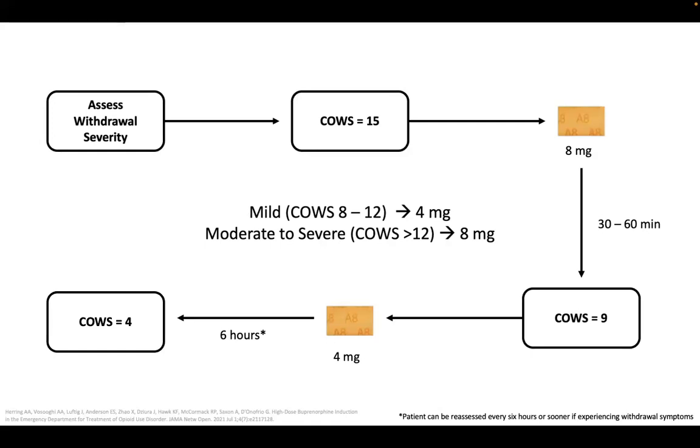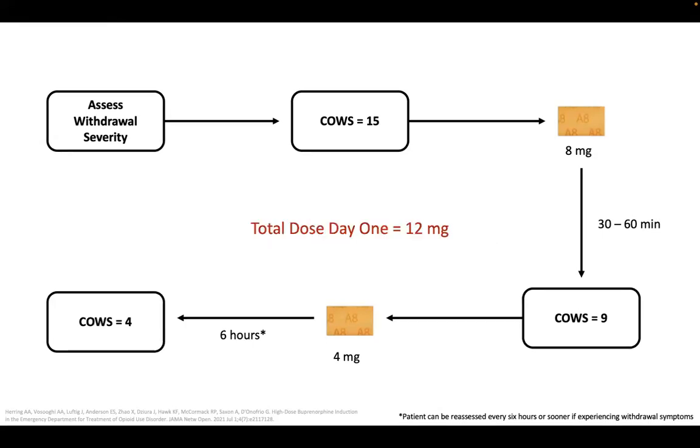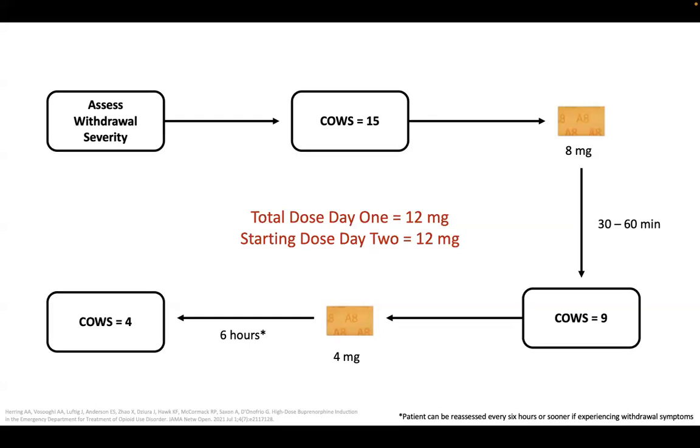We continue to check in on her through the day, and she does not need additional doses. We calculate her total dose for the day as 12 milligrams, keeping in mind that the usual maximum dose of buprenorphine on day 1 is anywhere from 12 to 16 milligrams. The next morning, we give her a 12 milligram dose because the starting dose on day 2 is always the total dose that was required on day 1.